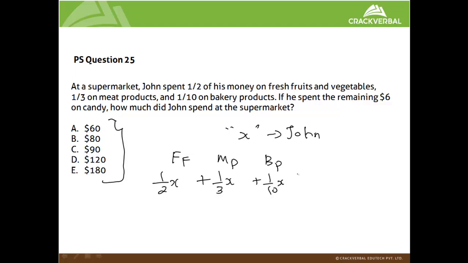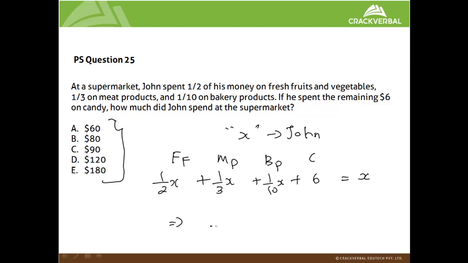Now if he spent the remaining $6 on candy, so he is spending on candy now 6, they have given us the value $6. So now all these should be equivalent to the total money he had, which is nothing but X, which we have assumed. So we need to equate it and solve for it, and we'll get an answer. So we'll first find the LCM.